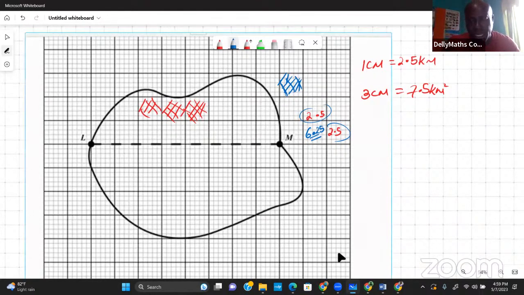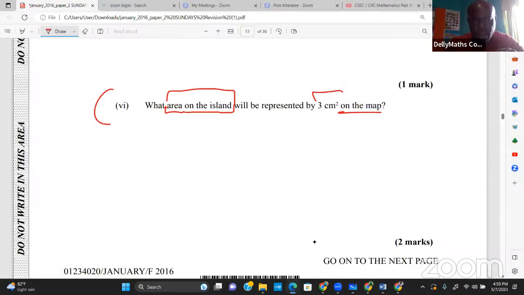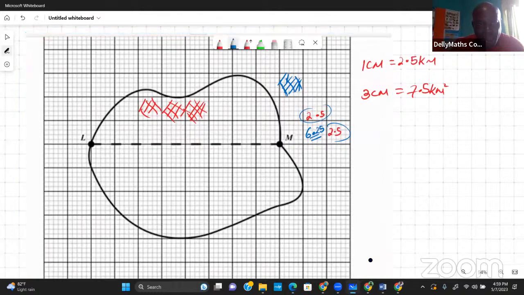Now, let's look at what the question is saying. The question is saying, what area on the island will be represented by 3 of this? But I know what 1 is. So if I know what 1 is, then definitely 3 is good. Check it out. 1 is 6.25, 6.25, 6.25. Let me put it clearer. 6.25, 6.25.